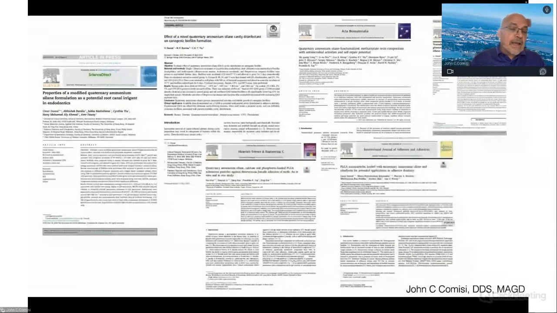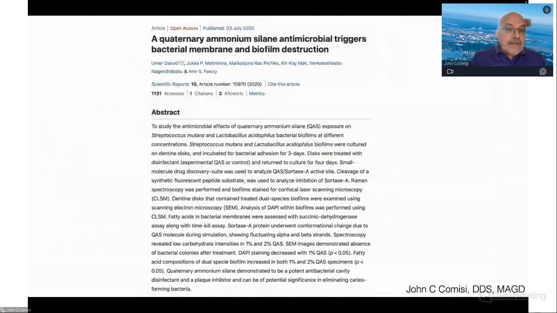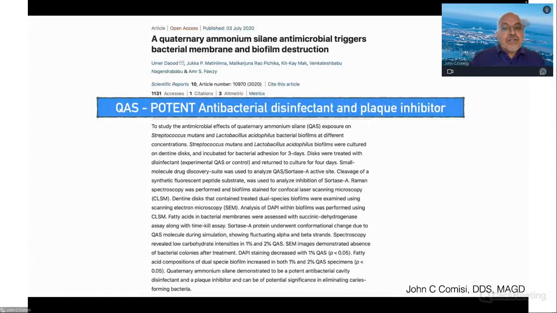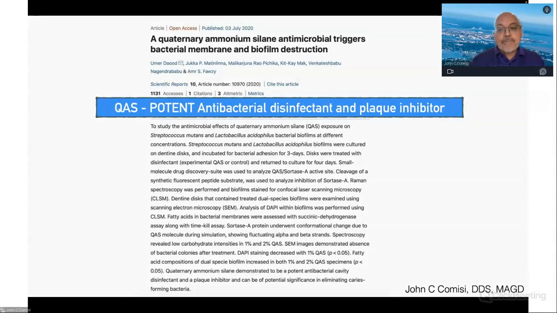And a lot of studies have been done following up on this. One of them in particular shows that the antimicrobial triggers of the bacterial membrane are present. And it showed in this study that it is a very potent antibacterial disinfectant and plaque inhibitor, which is something that we need because we want to reduce that biofilm from accumulating in the mouth, especially the dysbiotic biofilm.